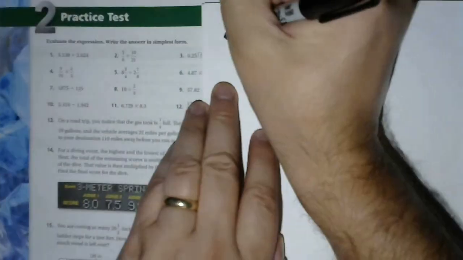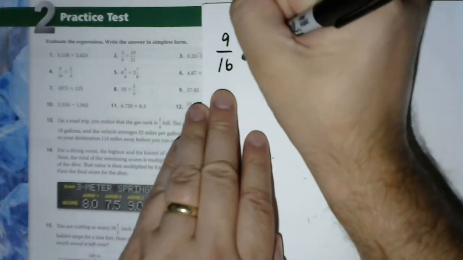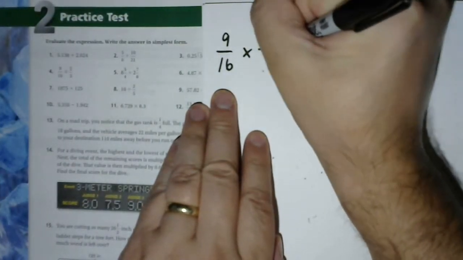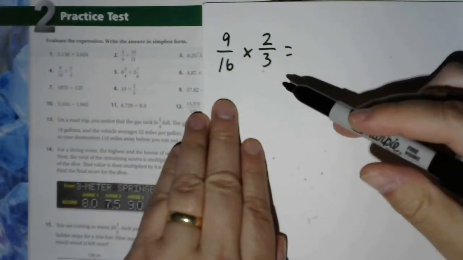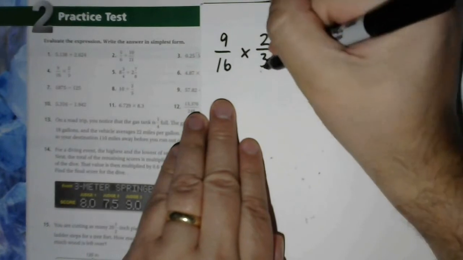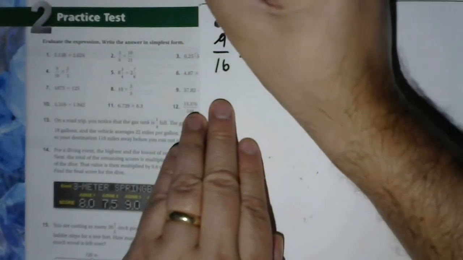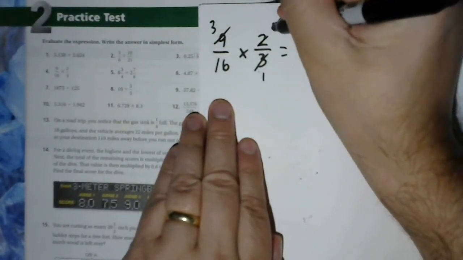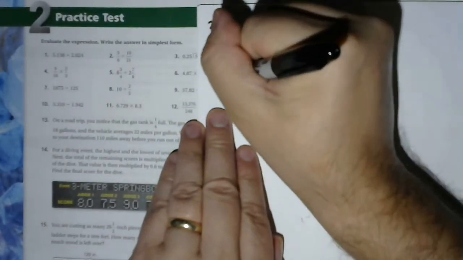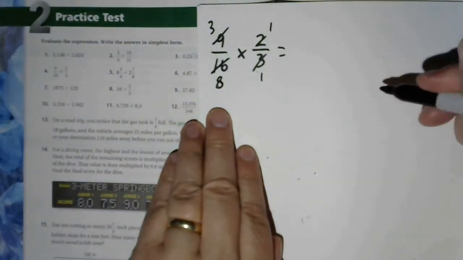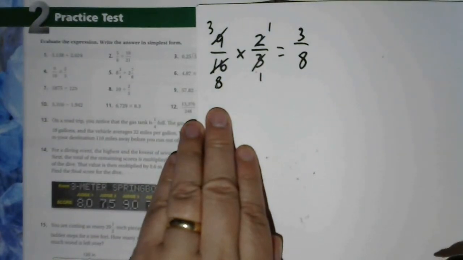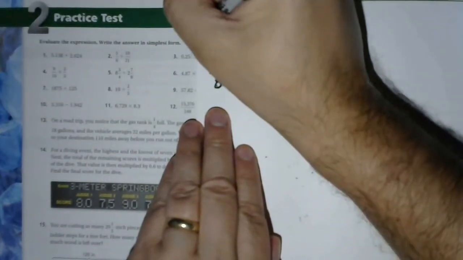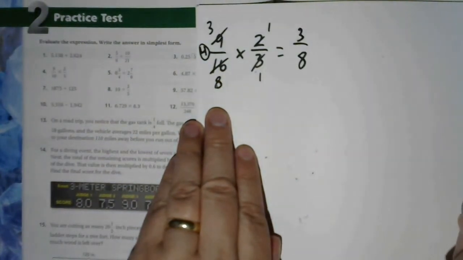It says 9/16 times 2/3. So again, I always want to think about cross simplification, right? It's going to make my life easier. So 3 divided by 3 is 1, and 9 divided by 3 is 3. 2 divided by 2 is 1, and 16 divided by 2 is 8. See how much easier that is? Now I have 3/8. That's my answer for number 4. I guess I should have probably put number 4 there so you'd know.